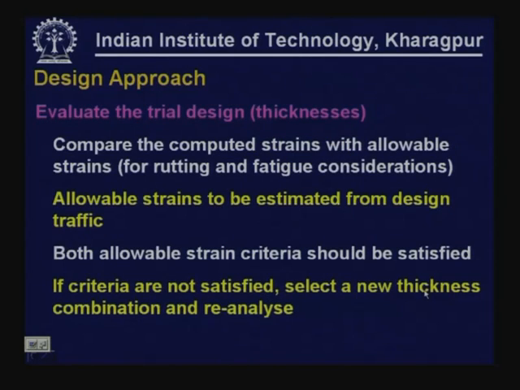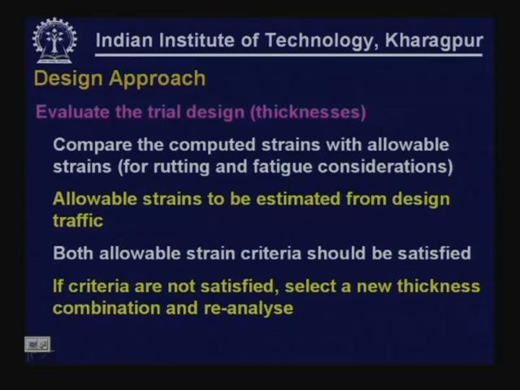So, evaluating the trial thickness, the next step that we do is compare the computed strains with allowable strains for rutting and fatigue considerations. Allowable strains will be estimated for the given design traffic, 50 million, 20 million, 100 million, depending on the traffic intensity, the number of years we have selected as design life period, and various other traffic related parameters.